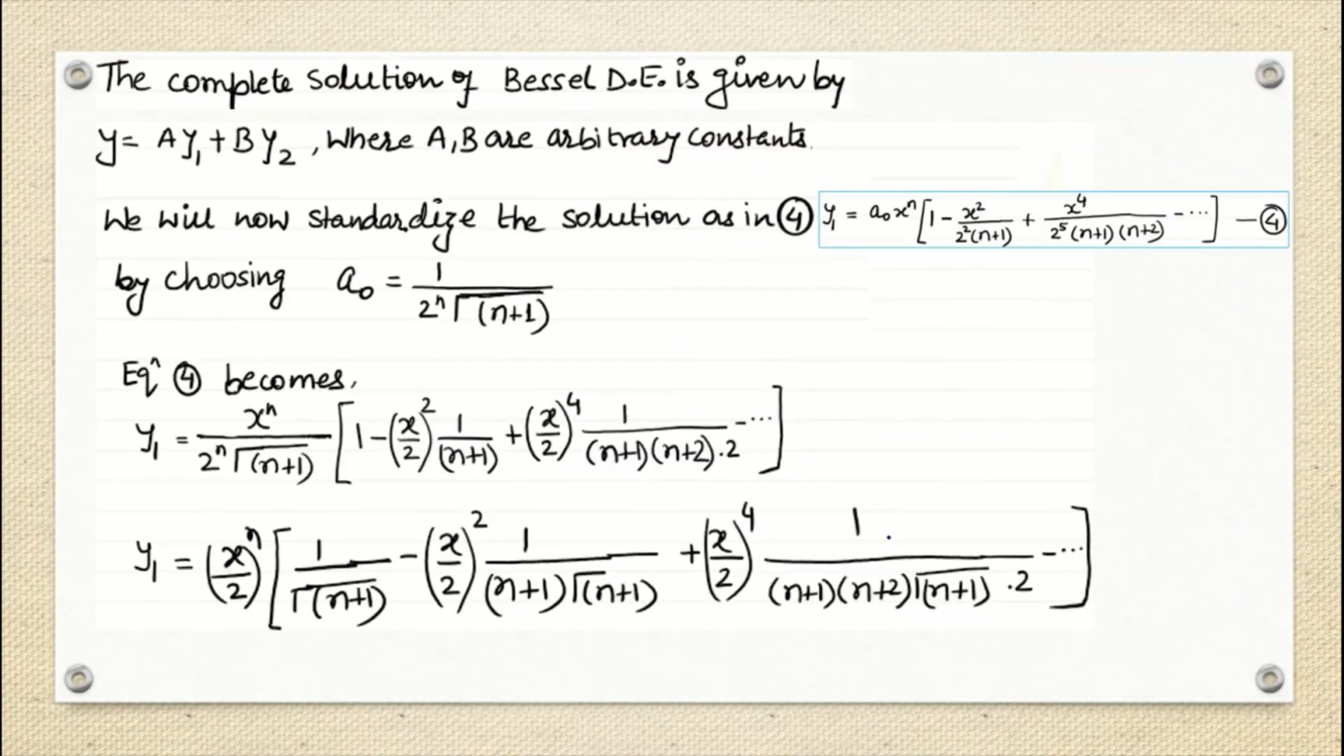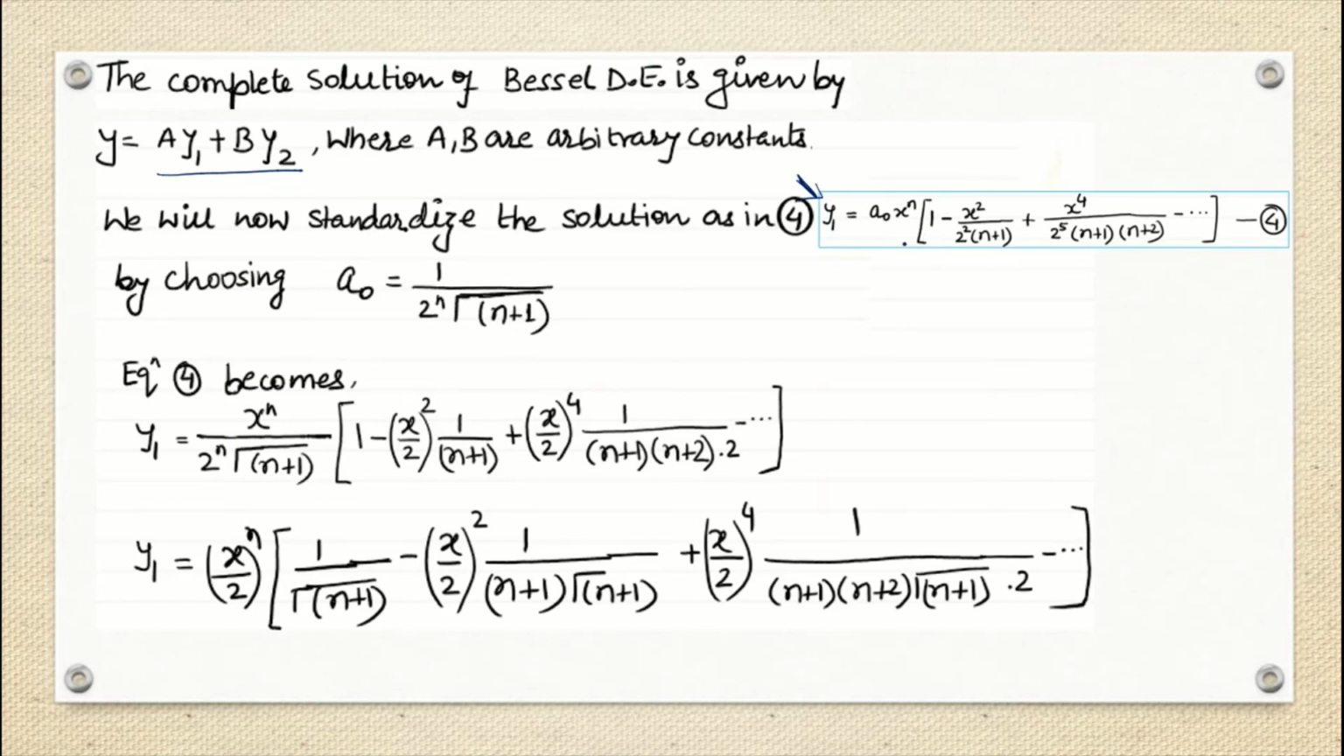Okay. Now the complete solution of Bessel differential equation is given by the linear combination of y1 and y2, where a and b, two things we have just added, because this is just the generalized form, right? So a and b are nothing but arbitrary constants. Now we will standardize the solution. What was your y1? Here is the y1 given for your reference. So we are now just standardizing this y1, and further we'll do the same thing with y2, and then we'll get the answer.